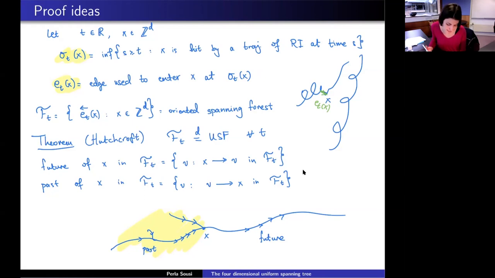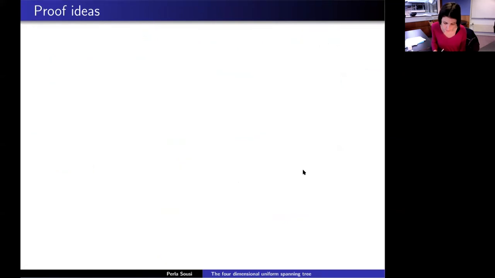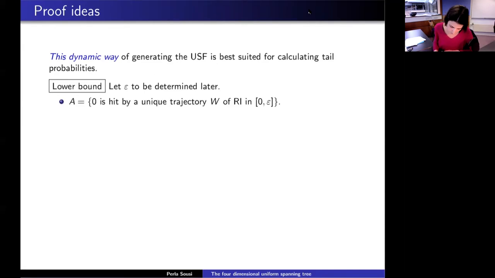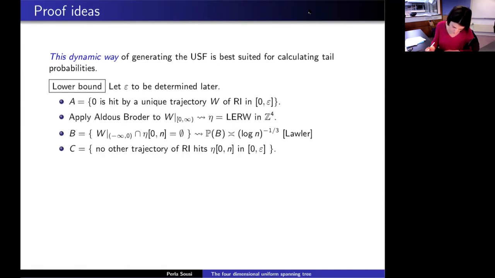And actually this dynamical way of generating the uniform spanning forest works very well when we want to calculate tail probabilities, like what we are interested in. So now I'm going to give you an almost complete proof of the lower bound. So I just want to write here what we want to prove so that we always have it here.